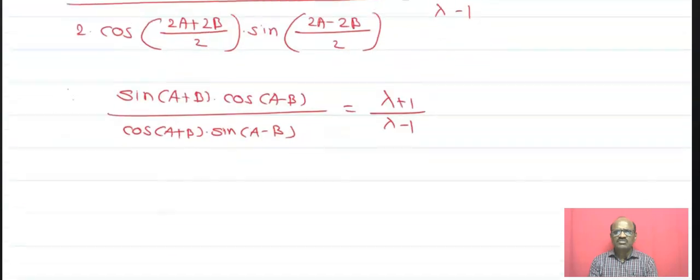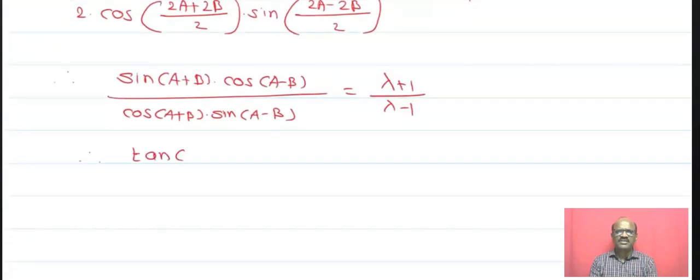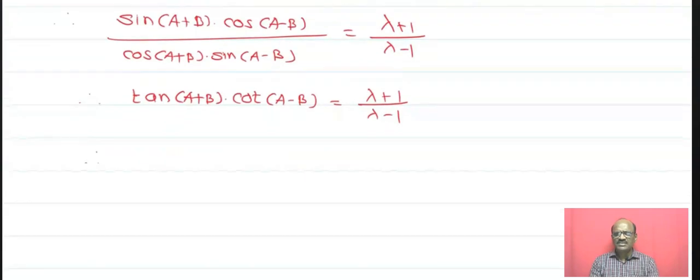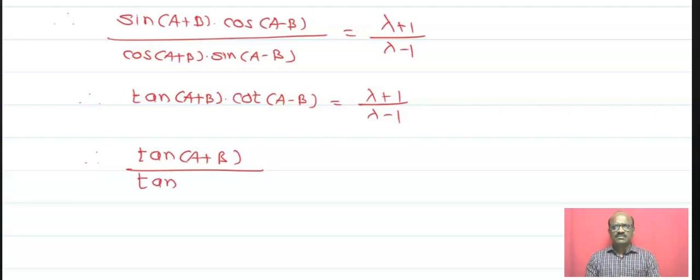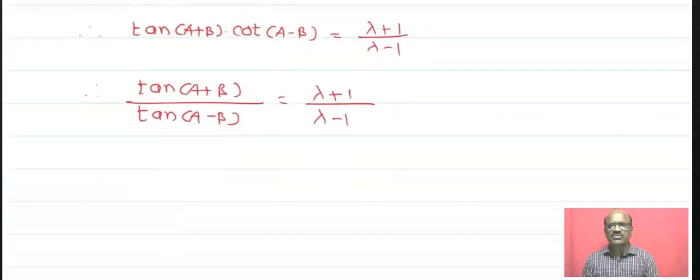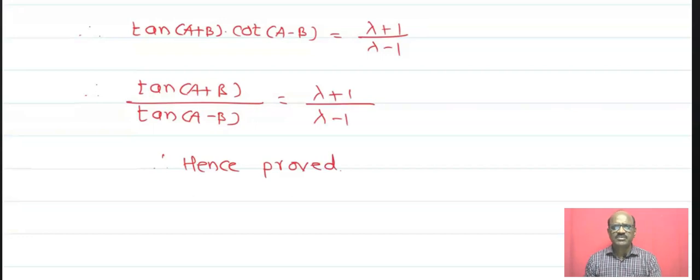That is lambda plus 1 upon lambda minus 1. Now sin of a plus b upon cos of a plus b means tan of a plus b. And what happens with the next term? It is cot of a minus b, which is nothing but 1 upon tan of a minus b, and hence the result is proved. Tan of a plus b upon tan of a minus b is equal to lambda plus 1 upon lambda minus 1, hence it is a proof. Now next is problem number 13.